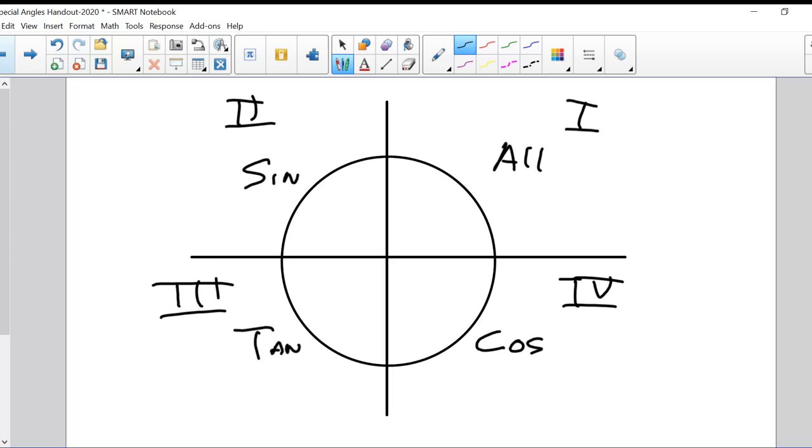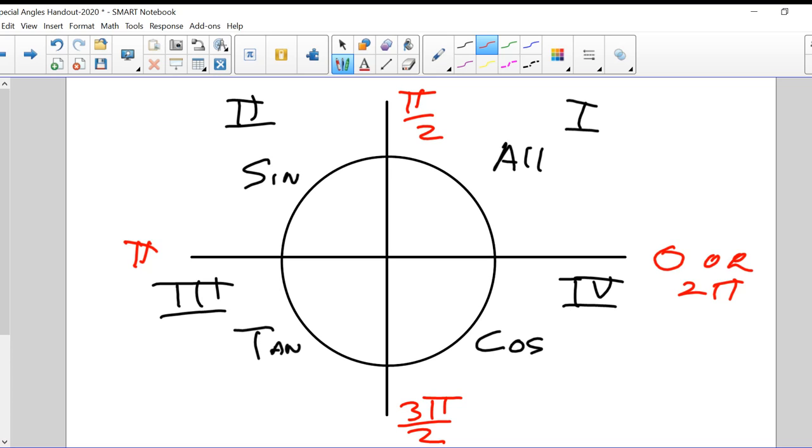Let me remind you about something. I'm going to label the angles that we're starting off with. This we said was 0. We said this was pi over 2. We said this was pi. We said this was 3 pi over 2. And of course, this is the same thing as 2 pi. 0 or 2 pi. All right. Where is 5 pi over 3? What quadrant is that? How far are we going to have to go? What quadrant are we going to end up in to get to 5 pi over 3?